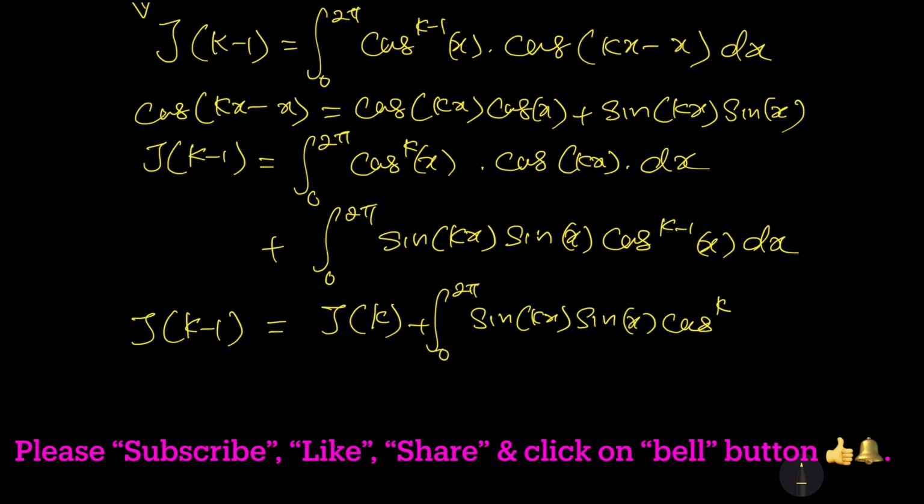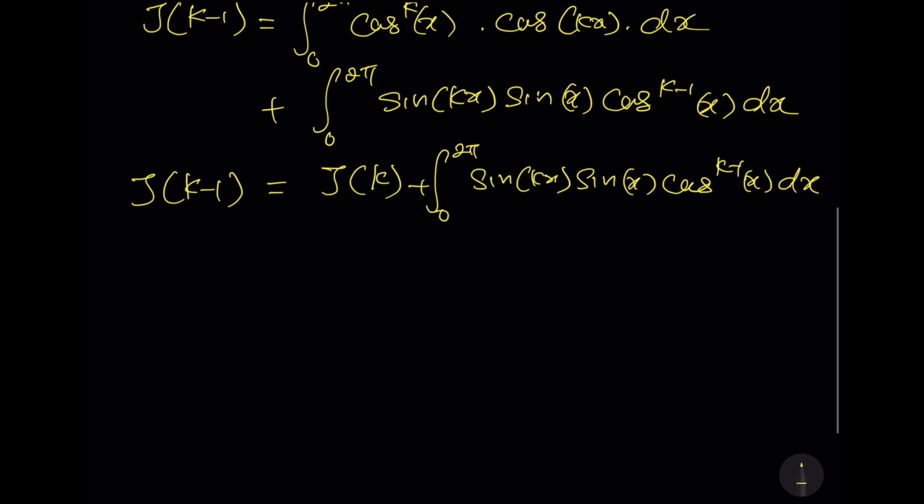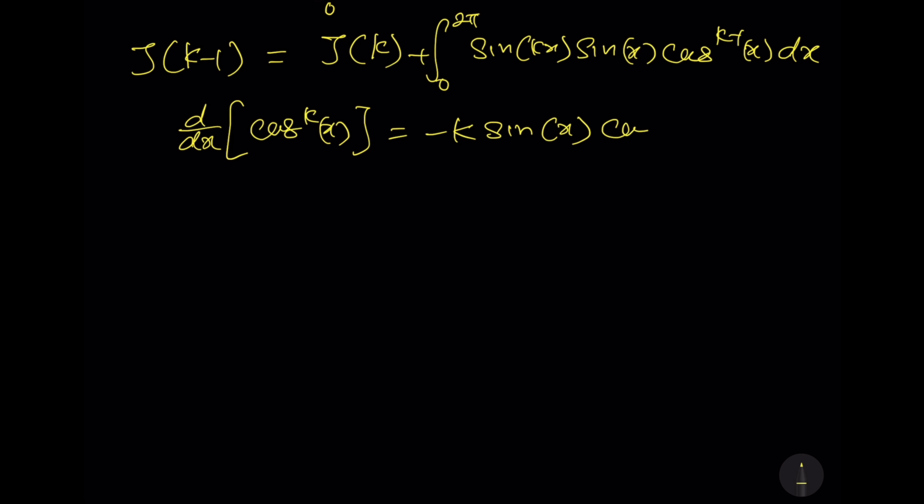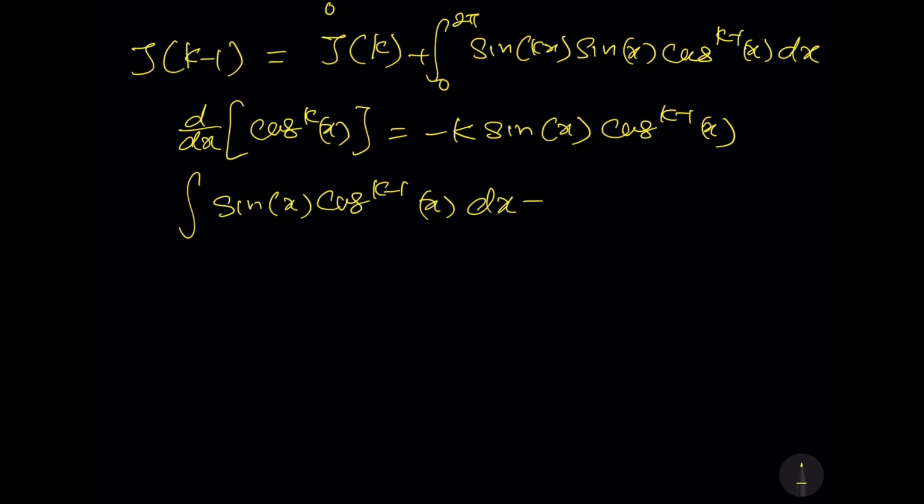So we will solve part number 2 using integration by parts. We know that the differential of cos^k(x) over dx is equal to negative k multiplied by sin(x) multiplied by cos^{k-1}(x). Therefore, the integral of sin(x) multiplied by cos^{k-1}(x) dx is equal to negative 1 over k cos^k(x).